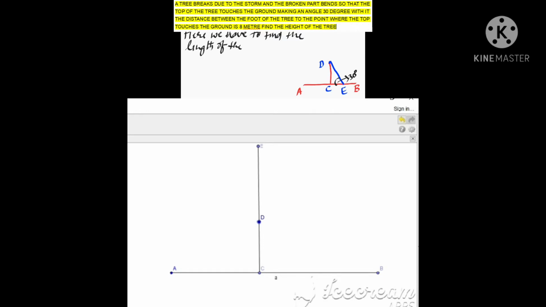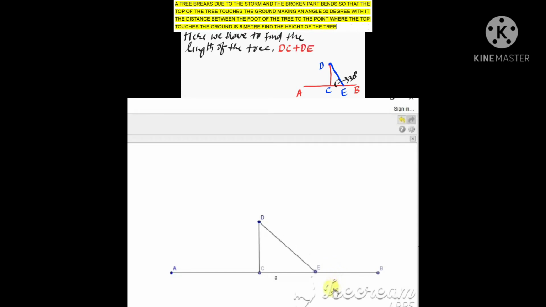Now due to the storm, the point E touches the ground and D is the point from where the tree is broken. See how the tree is broken due to the storm. Point E comes down and touches the ground. According to the question, the figure is like this. This is very easy to understand.